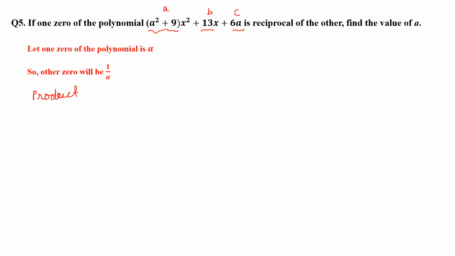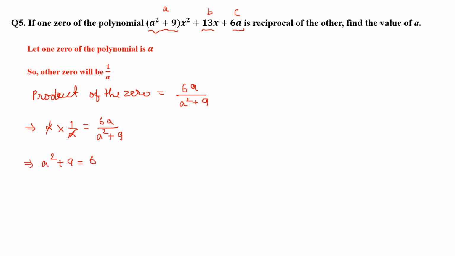Then if I have to find the product of the zeros, we know that the product of the zeros is the constant term by the coefficient of x square, or we can say it is c by a, which is equal to 6a by a square plus 9. And I have taken my zeros as alpha and 1 by alpha. So their product will be alpha into 1 by alpha equal to 6a by a square plus 9. Now alpha and alpha cancel. Cross multiply. So a square plus 9 is equal to 6a. Now transpose 6a to the LHS. So a square minus 6a plus 9 equal to 0.